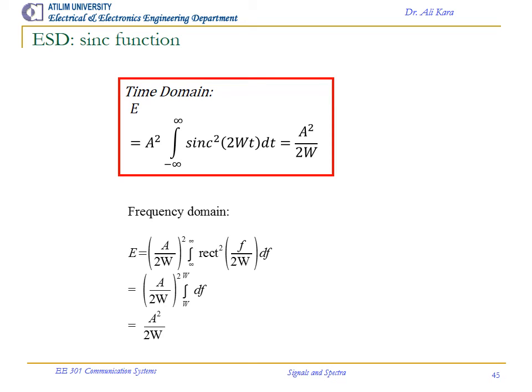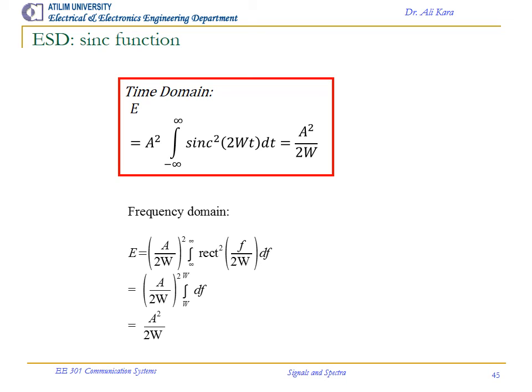Consider again the SINC pulse A times SINC of 2 W t. The energy of this pulse, from Parseval's theorem, equals A squared times the integral from -infinity to +infinity of the square of SINC of 2 W t, integrated with respect to t. The integral on the right-hand side of this equation is hard to evaluate.